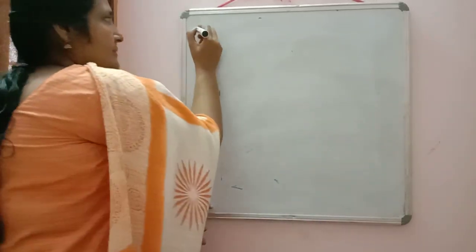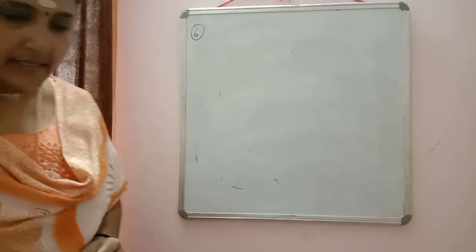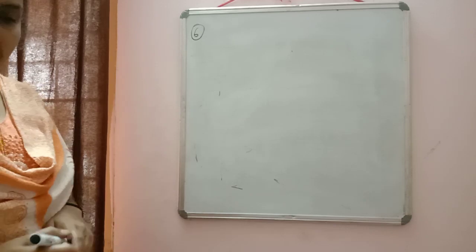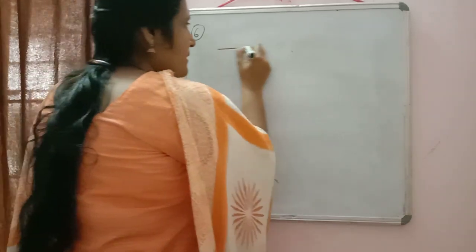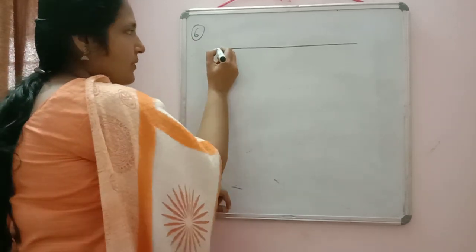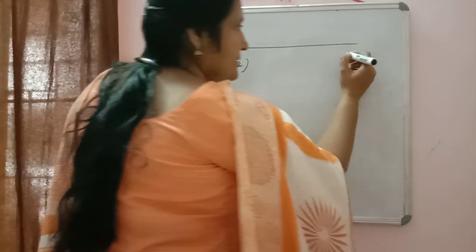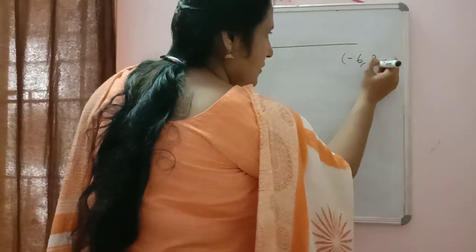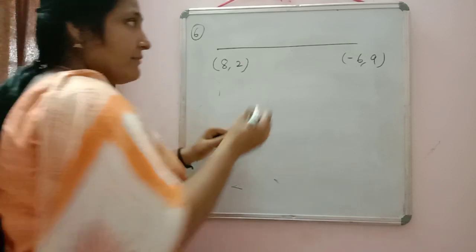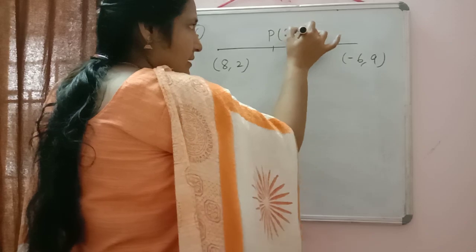Question number 6. Find the ratio in which the line segment joining the points (8, 2) and (-6, 9) is divided by a point P whose coordinates are given.